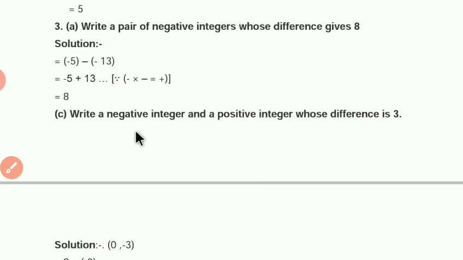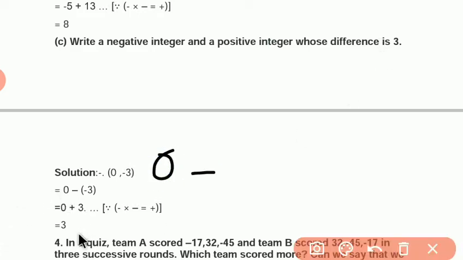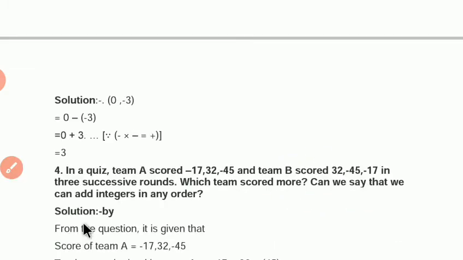So according to the question, we have to make the pairs. Here one is given as a negative integer, the second one is a positive integer. So for negative we have taken -3 and for positive 0. And if we find the difference between them, we should get 3. So 0 minus of -3, 0 plus 3, which is equal to 3. This is the answer.